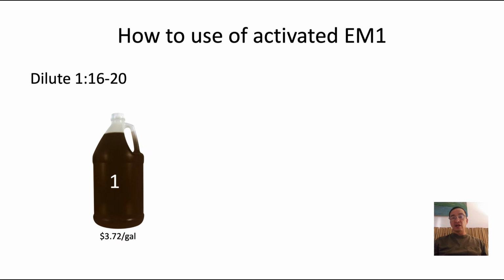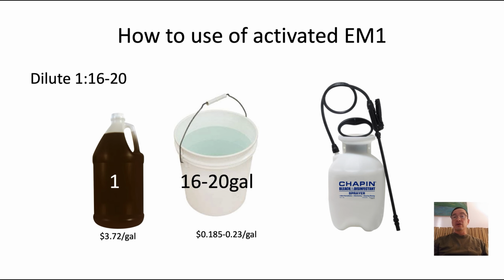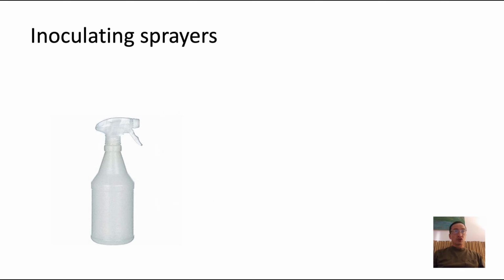Okay, how to use the activated EM? What I do is I take one part of the activated EM, from those 100 gallons, and mix it with either 16 to 20 gallons of water. That dilution will give me about 18 cents to 23 cents per gallon of cost. And I go in and spray what I need. So I can spray organic matter, or whatever I need. I can use many different ways of spraying the organic matter with that dilution.